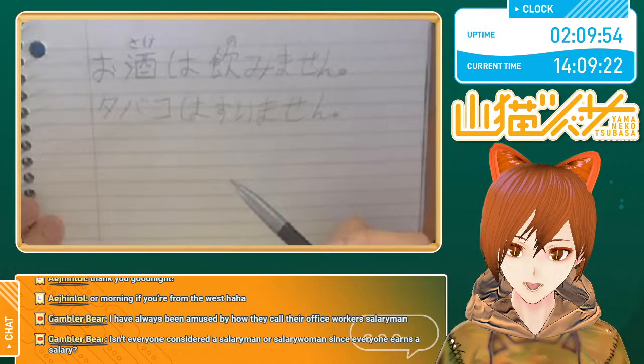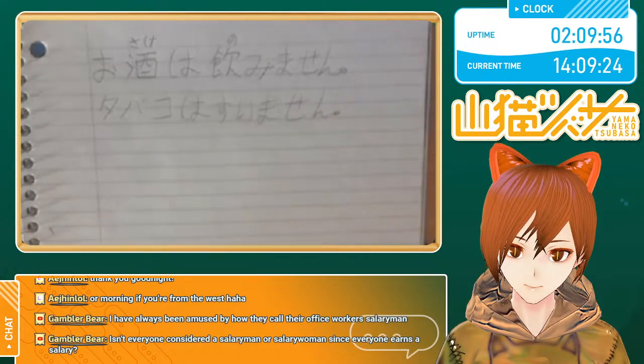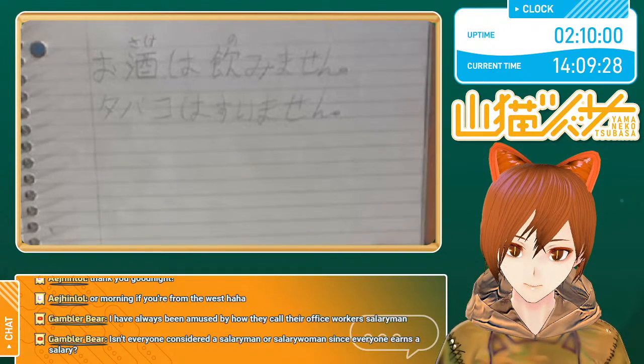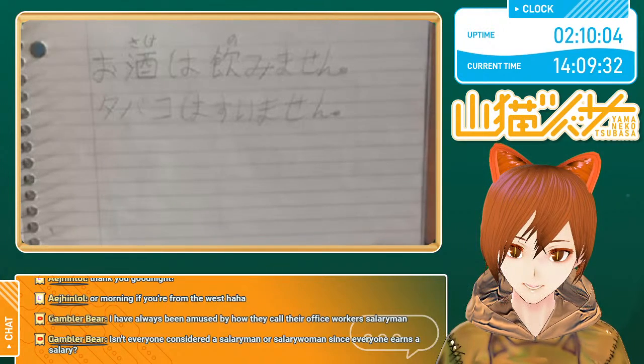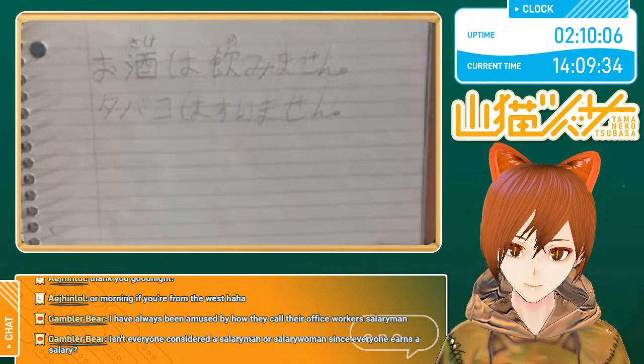Tabako wa suimasen. So this is apologizing for smoking. Personally, I don't smoke, so I can't say anything about that. But yeah. Okay.